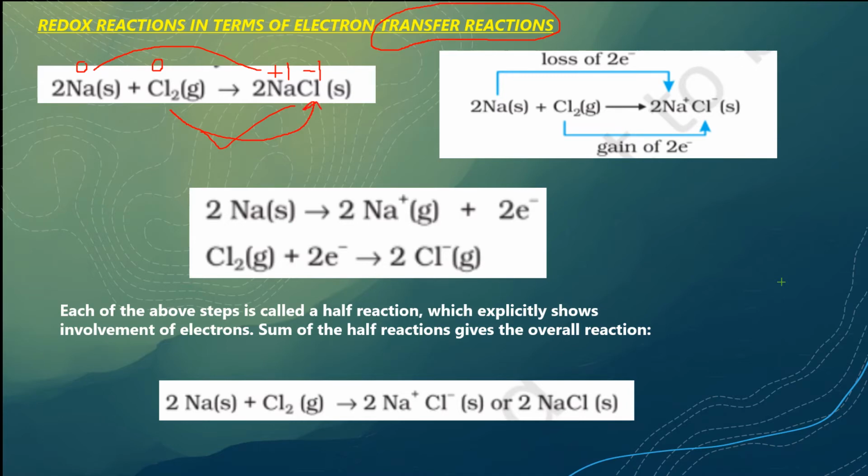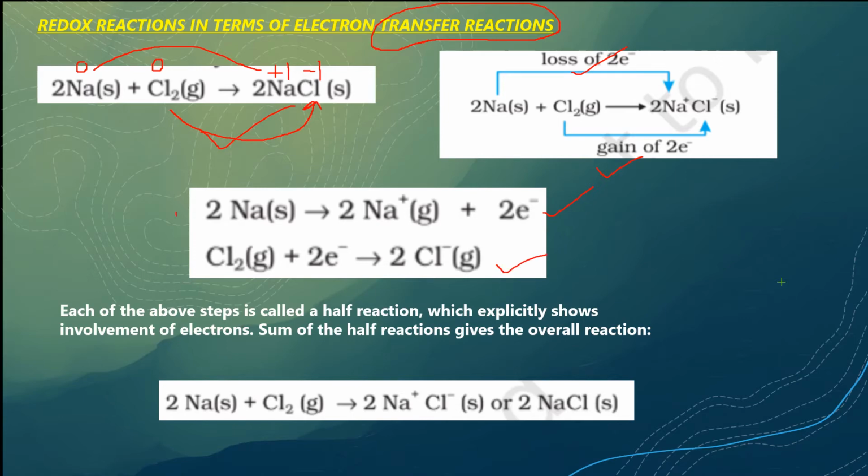And if I take the balanced equation, loss of 2 electrons by 2 sodium atoms, gain of 2 electrons by 1 Cl2 molecule is giving me NaCl. So Na giving Na+ and an electron, same reaction, I can write this way, and Cl2 taking 2 electrons and giving me 2 Cl minus.